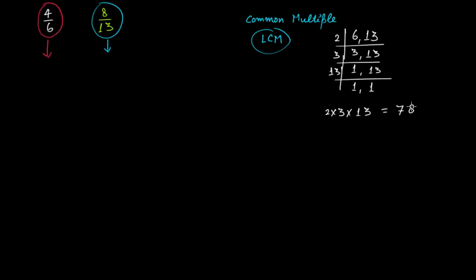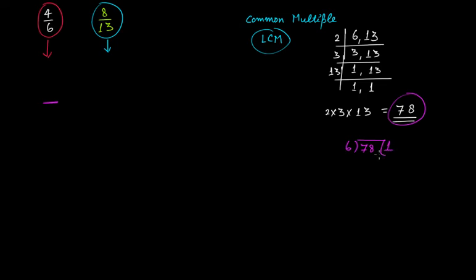So if the LCM is 78, that means this number has to be the denominator in the equivalent fractions of this one and this one. So in order to make the denominator of the equivalent fraction for this one 78, by what number should I multiply 6 to make 78? So divide 78 by 6.